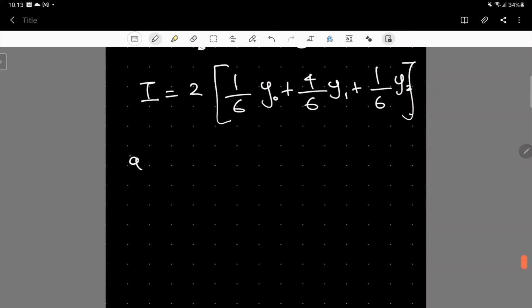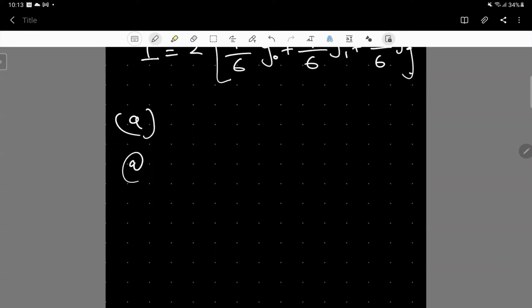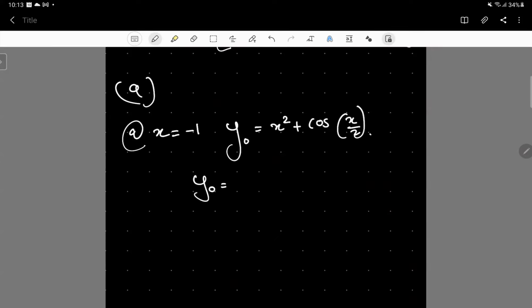So if we evaluate the first integral, y0 at x equal to -1, y0 would be x squared plus cos x divided by 2. y0 is equal to -1 squared plus cos 1/2, of course in radians, which would yield 1.8775826.